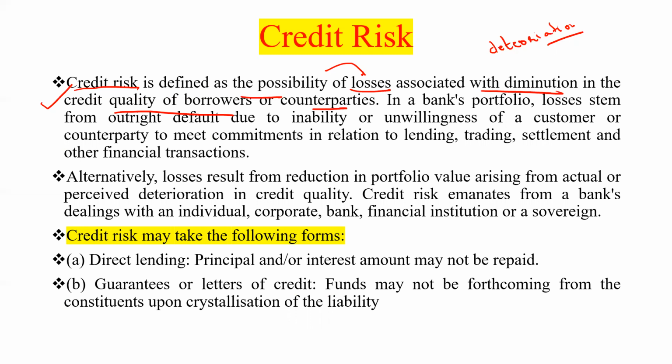In a bank's portfolio, losses stem from outright default, due to the inability, either the person is not able to pay the money or there is unwillingness, that is a willful defaulter. Due to the inability or unwillingness of a borrower or counterparty to meet commitments in relation to lending, trading, settlement and other financial transactions.